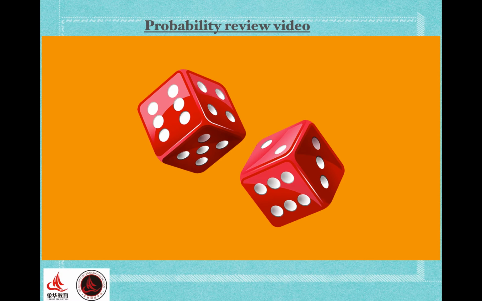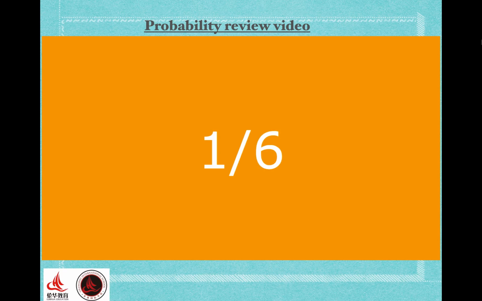Things get a bit more complicated when you start combining events. For example, the probability of throwing 2 sixes on a dice in a row. The probability of throwing a single 6 is 1/6, but the probability of throwing 2 in a row is 1/6 times 1/6, which equals 1/36.